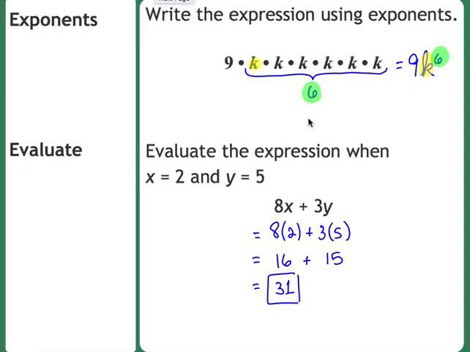Alright, so as far as the exponent goes, we have 9 times k to the 6th because k is being used as a factor 6 times. And then with the expression, substituting in 2 for x and 5 for y, we get 8 times 2 is 16, 3 times 5 is 15, which gives us 31.